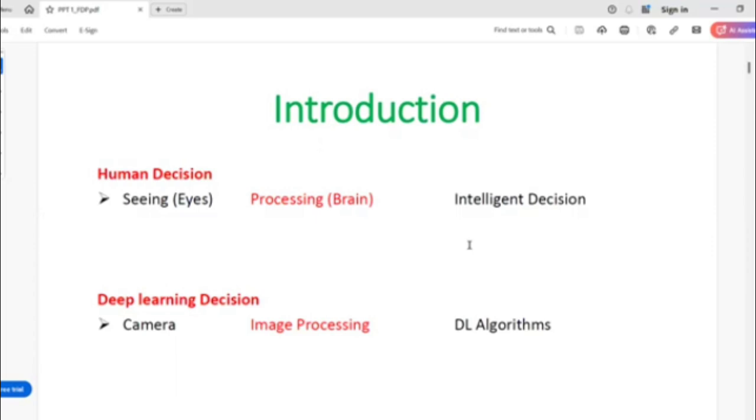In the case of a human decision system, the processing unit will be your brain, whereas here you are using image processing techniques, where you'll be seeing various analysis techniques. In the human decision system, the human itself is giving the decisions, which we call intelligent decisions. Here we'll be processing with the help of advanced deep learning algorithms or computer vision algorithms, whatnot, for getting effective intelligent decisions. So this is the basic introduction before we proceed.